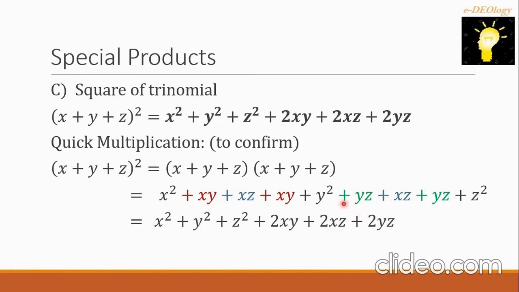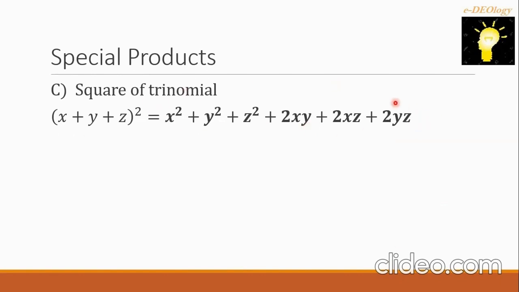Now, the other one is the yz, positive. Another positive yz is here. We can combine them together. We will get the 2yz. So, this is our final answer with 6 terms. So, these 6 terms, the final answer here is same with our special product written on top. So, it means to say, we can now use this special product to solve problems that will fall on this pattern. So let's have example 1.